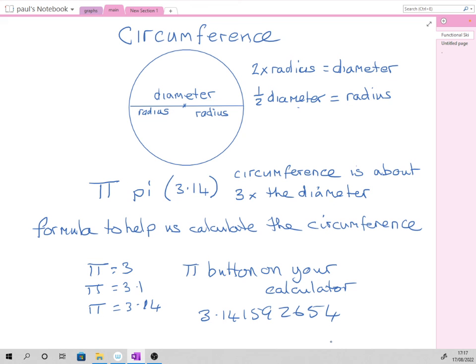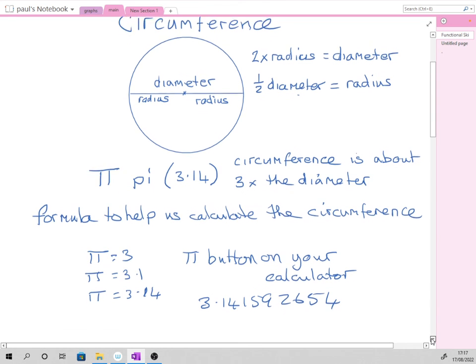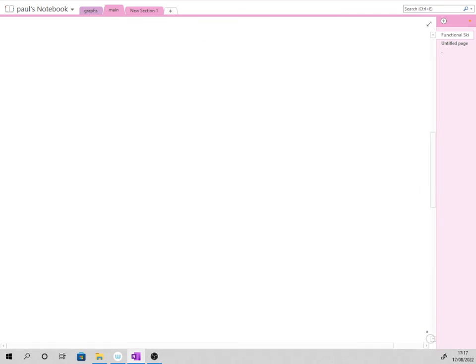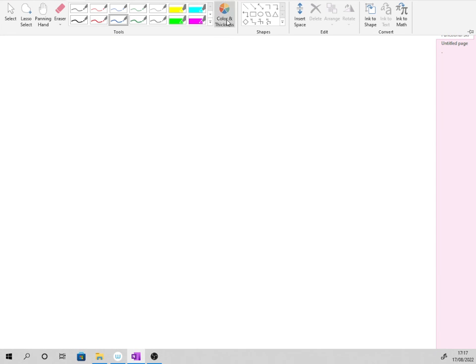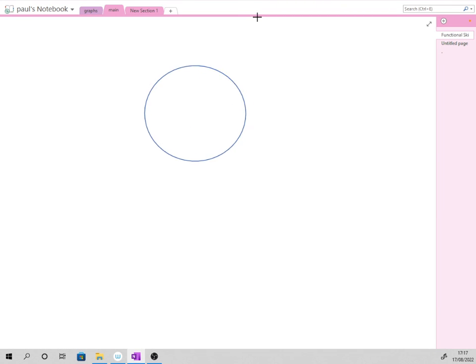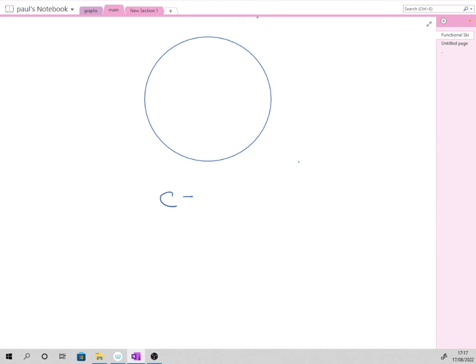Now, what's this formula that we need to work out the circumference? Let's draw another circle. And the formula is C equals pi d. C meaning circumference, pi meaning we'll call it 3.14, and d is for the diameter.